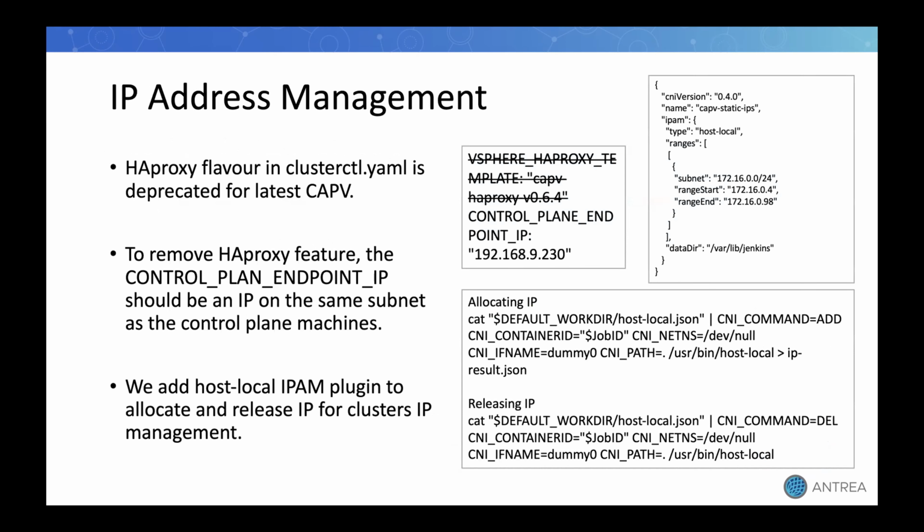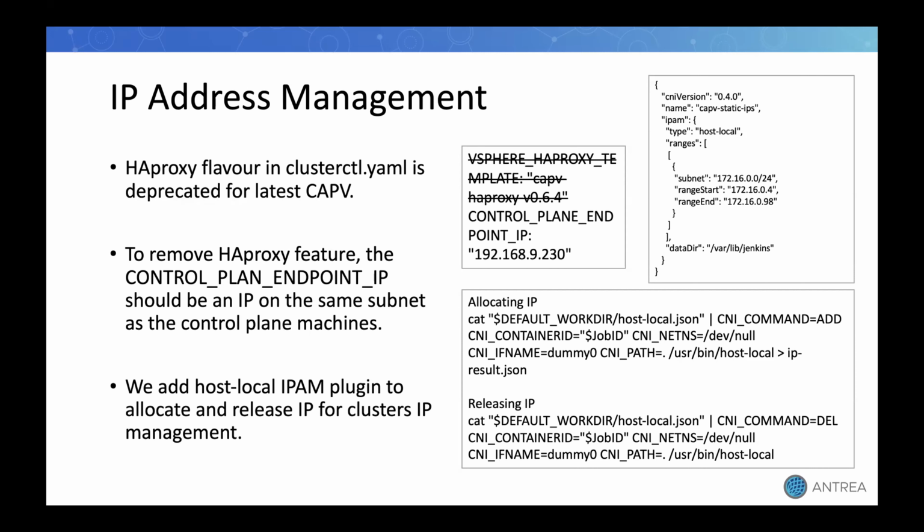And next is the IP management. After the Jenkins starts to run the CI jobs on the Bootstrap, it needs to allocate IP for the control plane node of the newly created CAPV cluster. The CAPV used to have a HA proxy feature, but it is deprecated now. So we have to allocate a static IP for the control plane in the cluster control YAML, which is the YAML file you use to deploy the CAPV cluster.